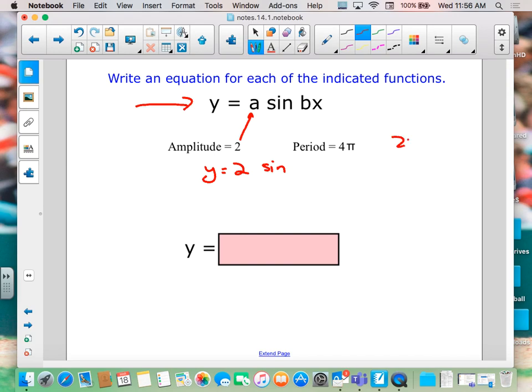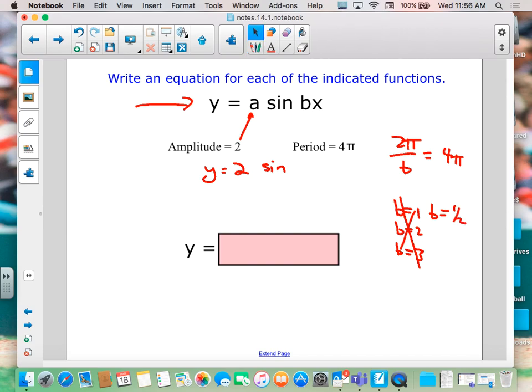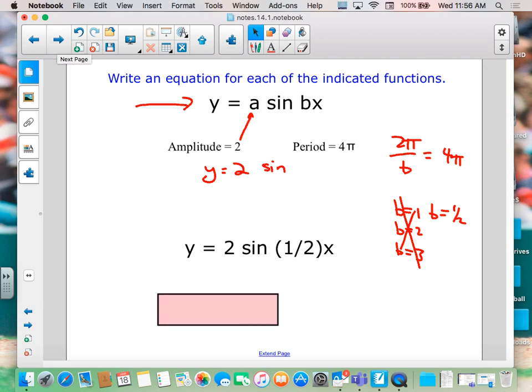The formula for period is 2 pi over b. Well, that has to equal 4 pi in this case. If you just think about b as being 1, 2, 3, 4, it doesn't work. If b is 1, I get 2 pi. If b is 2, I get 2 pi divided by 2, which is 1 pi. If I do b is 3, I get 2 pi over 3. I'm going in the wrong direction. So if I try fractions, and if b is a half, 2 divided by half is 4. So you can see my answer is going to be 2 sine 1 half x.